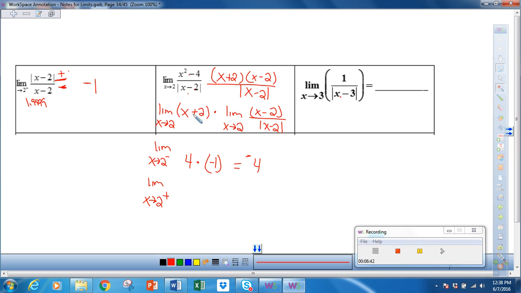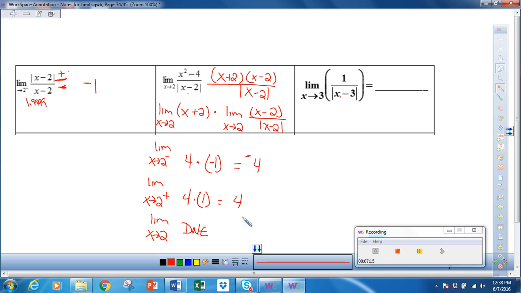That's not going to change this value at all, because when I come in slightly bigger than 2, I still get 4. And as I come in slightly bigger than 2 here, the numerator becomes positive, because I'm doing like 2.0001, so that's positive. The bottom is always positive, so that's going to be positive 1, and I get 4. So what does this tell me? That the limit as x approaches 2, you got it, does not exist.